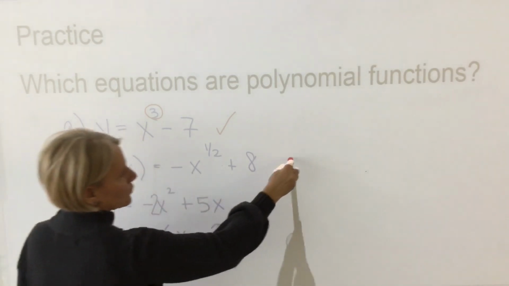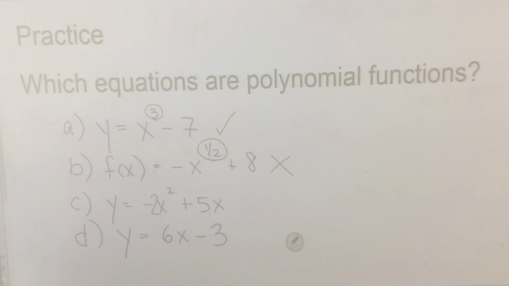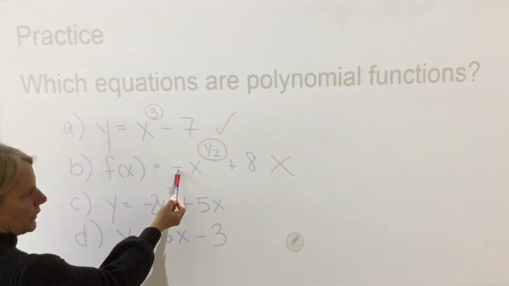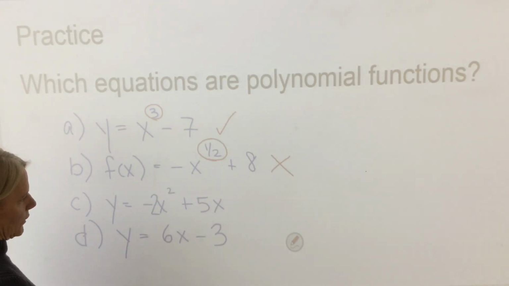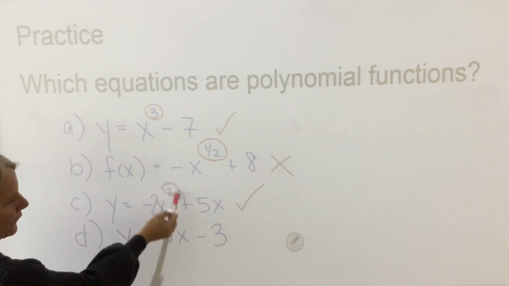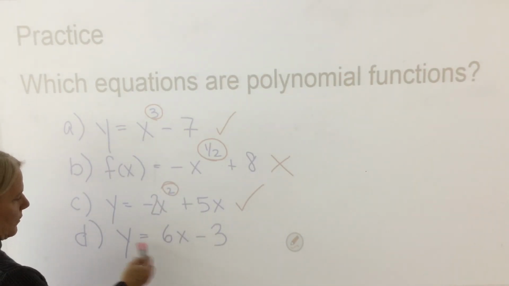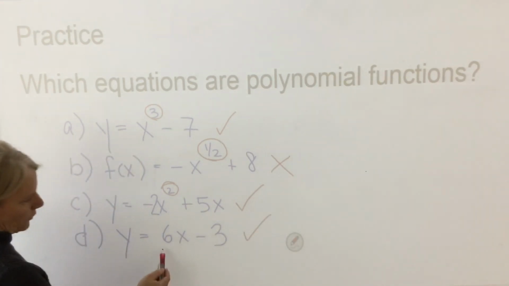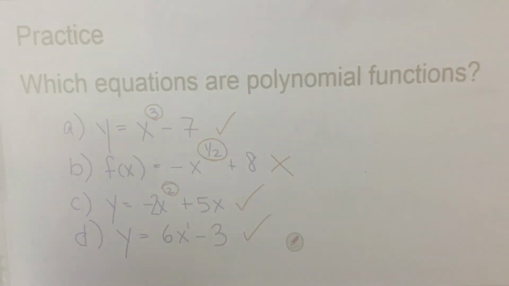Part B is not a polynomial. The 1/2 isn't a whole number. It's okay that the number outside here is negative. It's the one that's in the exponent that can't be negative. Part C is a polynomial. I have a positive whole number being added. And part D is a polynomial. I have 2 monomials, and this is to the power of 1.